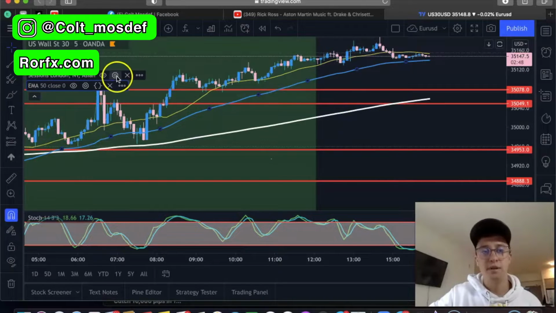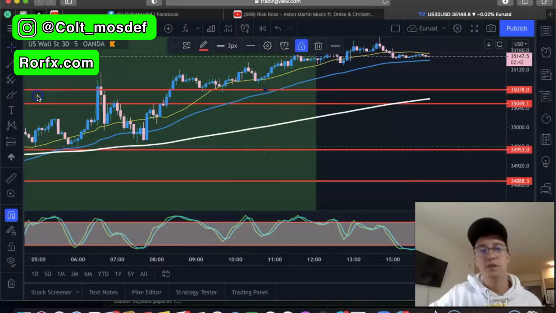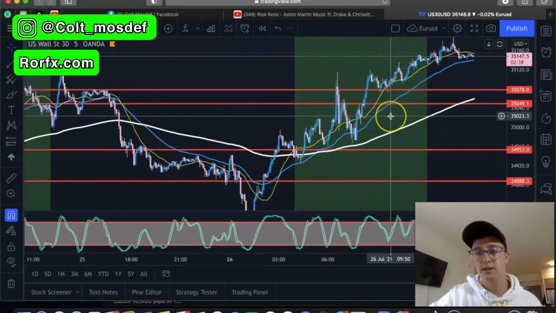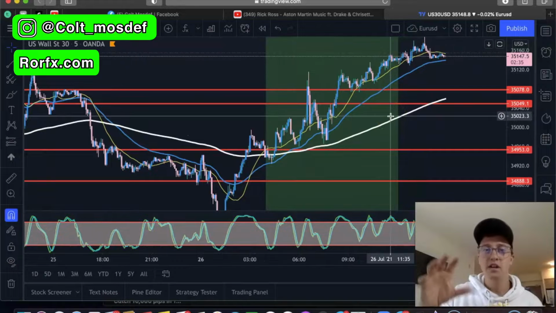Now, one thing that I've been telling you guys about, and I actually discovered this recently, is the session breaker. So this green box that you guys see around the candles right here is my session breaker. This is showing me that this is the New York session. So it's just nice to know, okay, this is my New York session. This is the time that I trade.